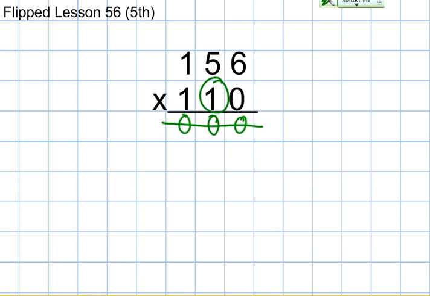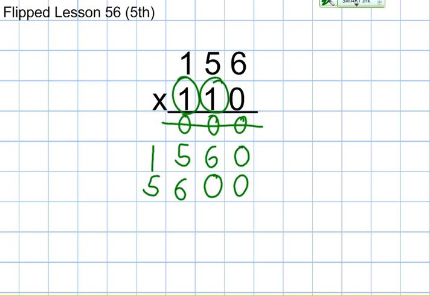Now when we go to the tens, we have to remember we're in the tens place. If we're in the tens place, the first thing we have to do is put the 0 down. Then we go 1 times 6, 1 times 5, 1 times 1. Now we go to the hundreds. 0 goes down. Second 0 goes down. Hundreds place. 1 times 6, 1 times 5, 1 times 1. And now we can add these things together.